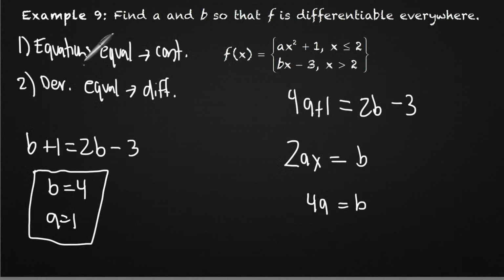So the process here is you set the equations equal to each other to make sure it's continuous. Then you set the derivatives equal to each other to make sure there's no sharp corners or cusps at the point where the two functions meet.